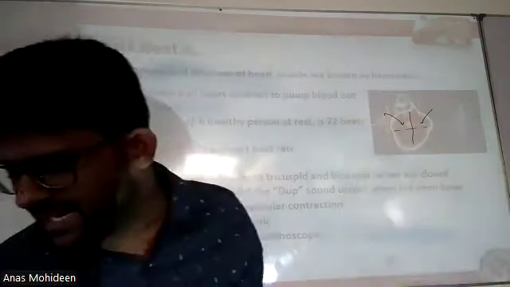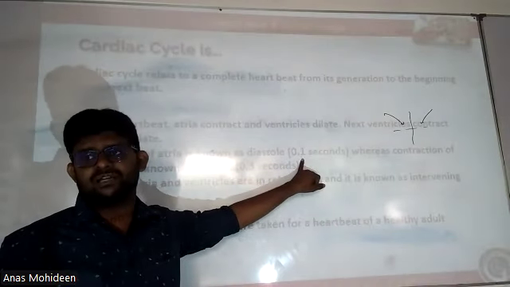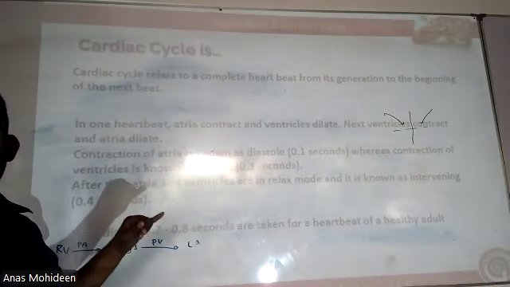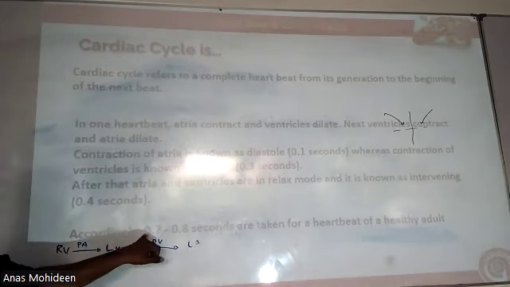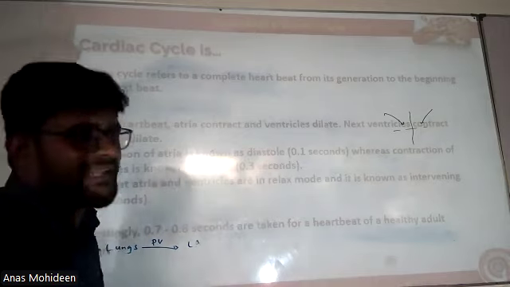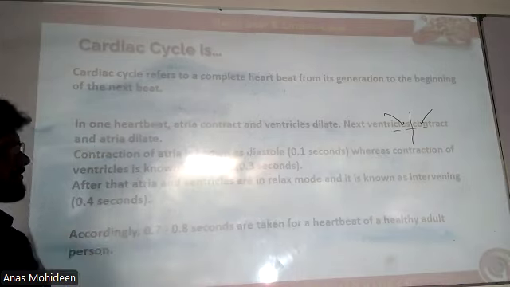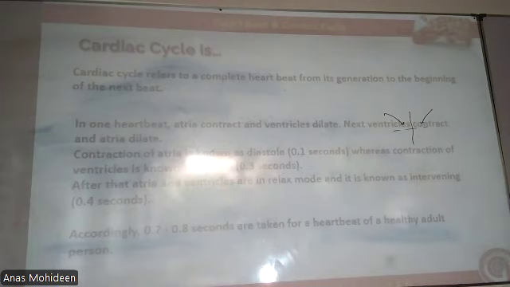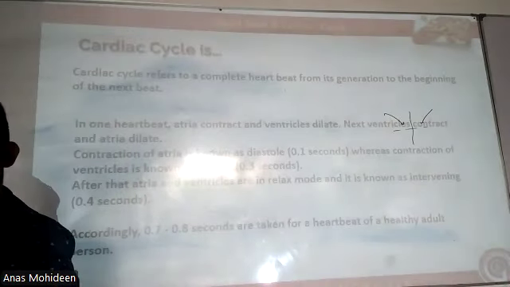You can see 0.1 second taken for diastole. About 0.3 seconds taken for systole. And about 0.3 to 0.4 seconds taken for intervening. Altogether, somewhere between 0.7 to 0.8 seconds are taken. Means one complete cardiac cycle is finished within 0.7 to 0.8 seconds. So you see, not even 1 second.